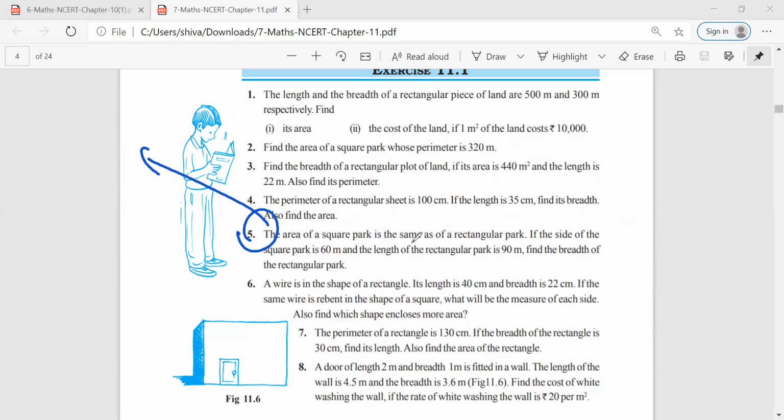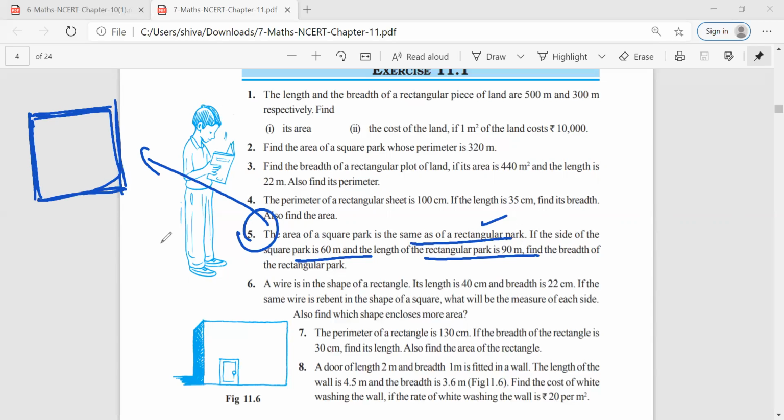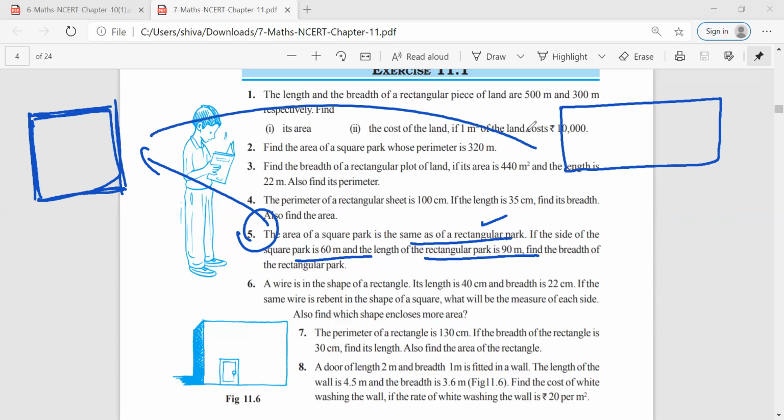The area is the same as a park, a rectangular park. The side of the square park is 60. The length of the rectangle is 90. So 2275 meters square. Let me check, sir. This is my square and this is my rectangle. So the areas are equal. Both the areas are equal.